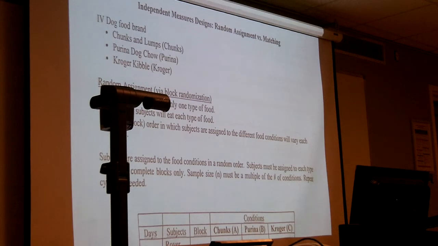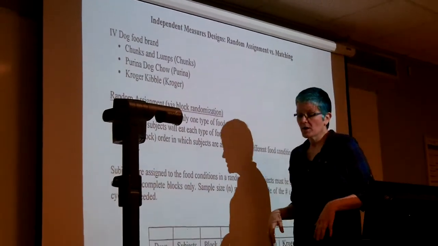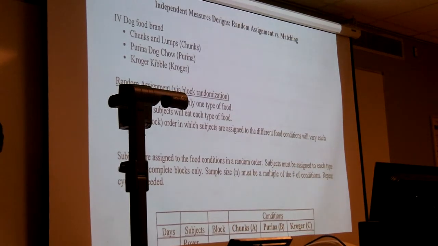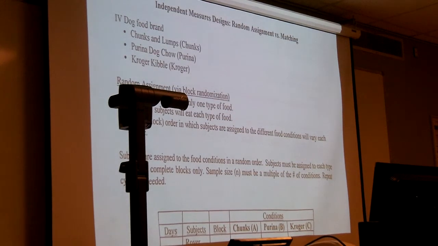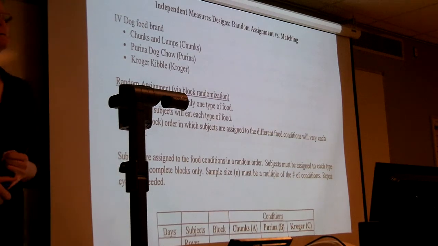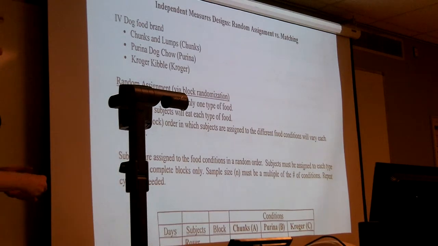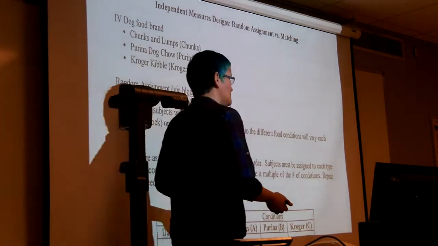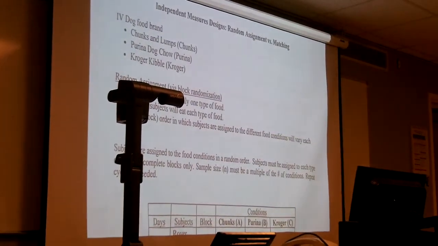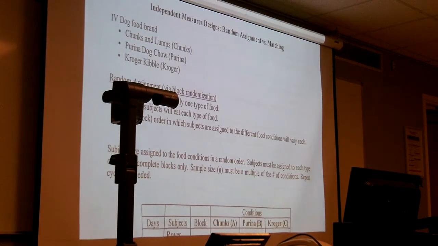Now a couple times already I've talked about this study where we're going to have different dogs eat different foods. Okay? So our IV is food type, and we're going to split it up. They're either going to eat chunks and lumps, which I'll refer to as chunks, Purina dog chow, which I'll call Purina, and Kroger kibble, which I'll just call Kroger. So we've got 3 groups. Each subject is only going to eat one type of food.